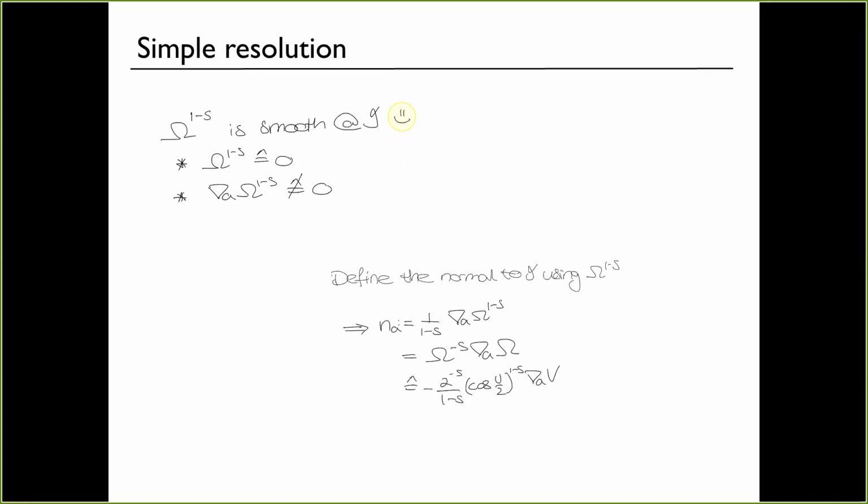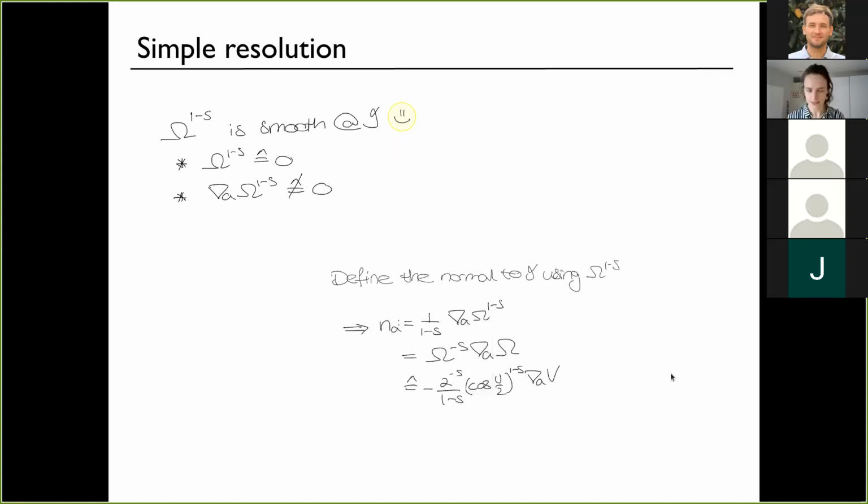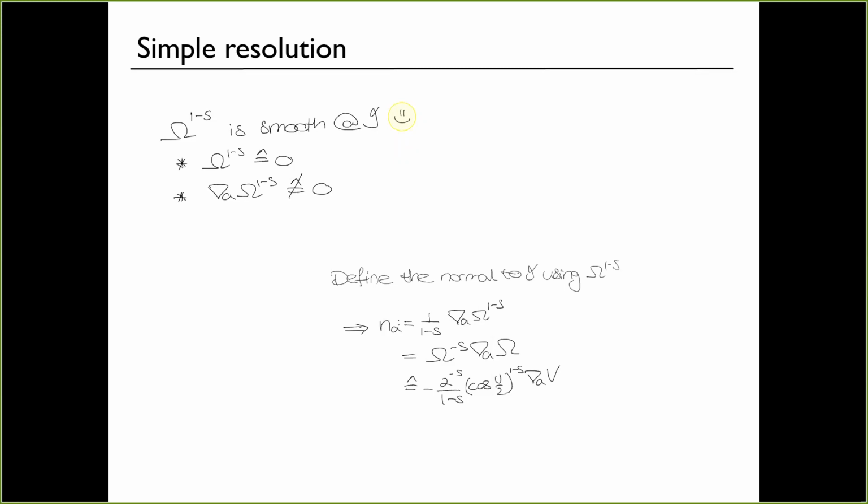Beatrice, can I ask a question? You still complete your spacetime using omega square? Yeah, correct. So we still use omega square to complete the spacetime, but we use a different way to define the normal.